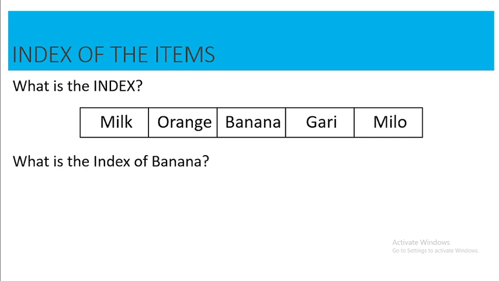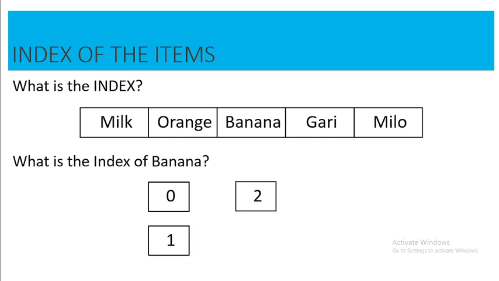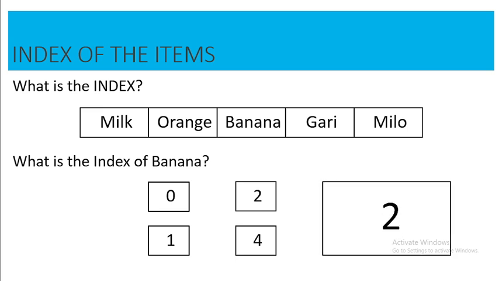What is the index of banana? That is, what is the position of banana? It is 2. Why? Because of zero-based indexing: milk 0, orange 1, banana 2.